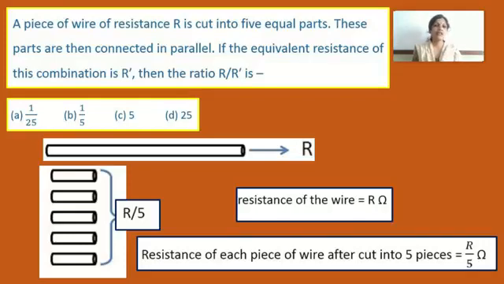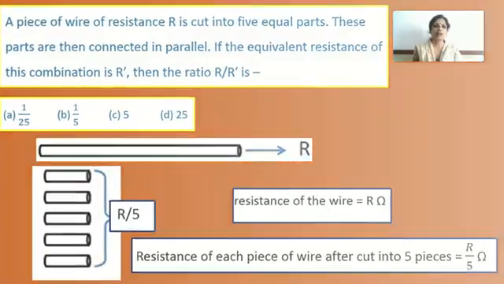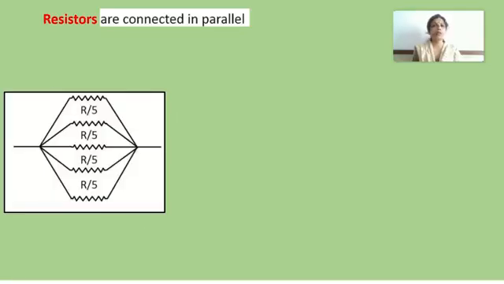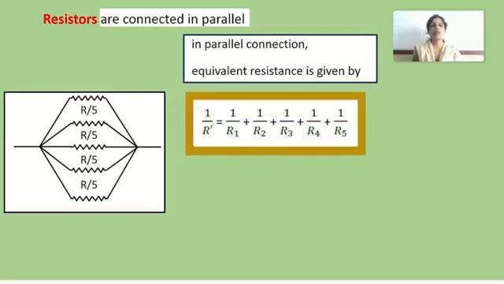After that they said these parts are then connected in parallel. So you all are aware, how do we connect the resistors in parallel? In parallel the combination looks like this, one below the other 5 resistors, and all the resistors are joined to the 2 common points. So they are connected in parallel. Now we have to find the equivalent resistance of these 5 resistors connected in parallel. And what is our formula for that? It is 1 upon Rp is equal to 1 upon R1 plus 1 upon R2 plus 1 upon R3 plus 1 upon R4 plus 1 upon R5.